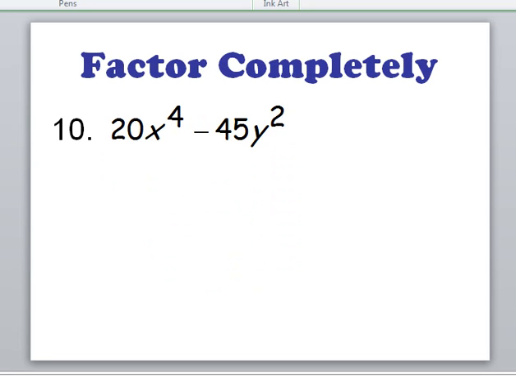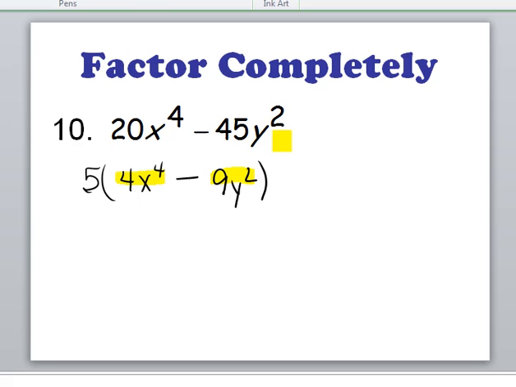This next one says factor completely. That's telling me that there's more than one step. The greatest common factor between these two happens to be a 5. They don't share any variables in common. I'll write 5 times 4x to the 4th is 20x to the 4th, minus 5 times 9y squared is 45y squared. Now this is not factored completely because now I have a difference of squares.